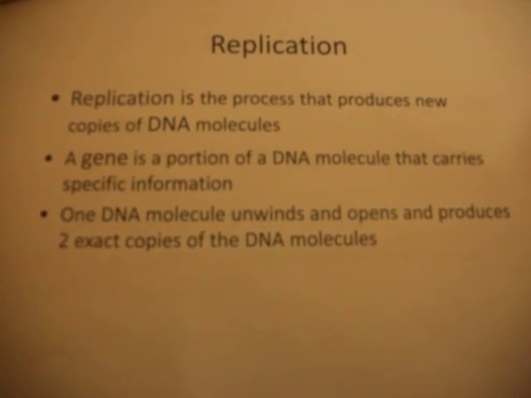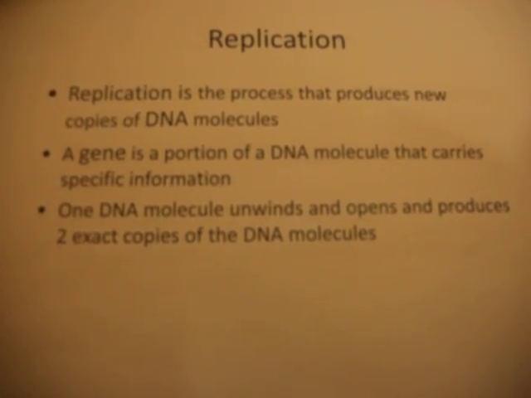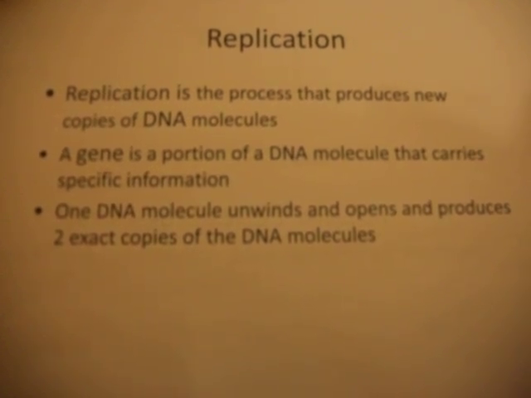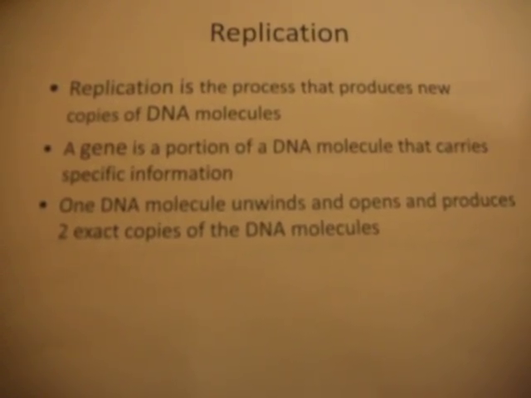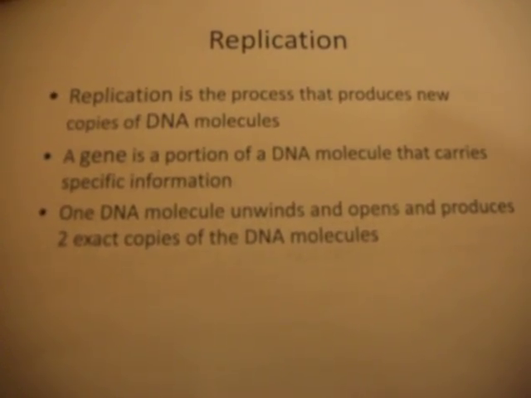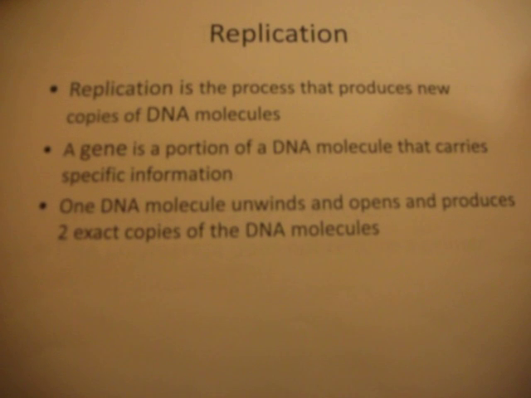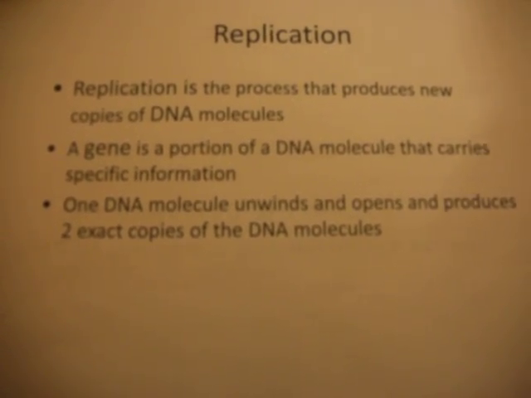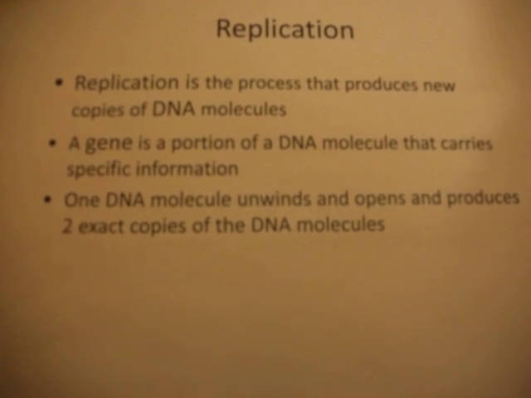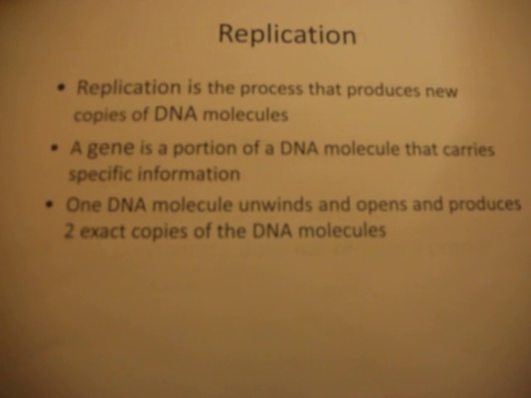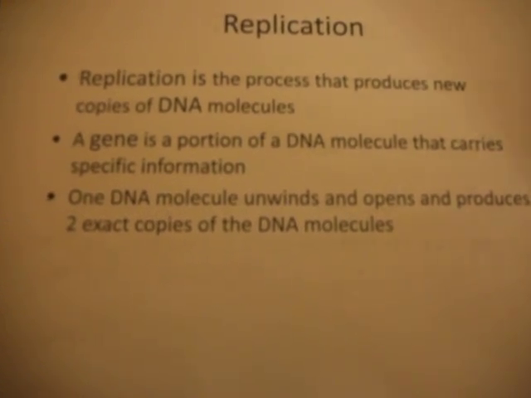The DNA molecule unwinds or unzips and opens to produce two exact copies of the DNA molecules. New nucleotides bind to the backbone of each strand of the open DNA by forming hydrogen bonds to the nucleotides already present. This process continues along the open DNA strands until each half of the original DNA has a complementary strand bonded to it. This produces two DNA double helixes, each with half old and half new DNA.